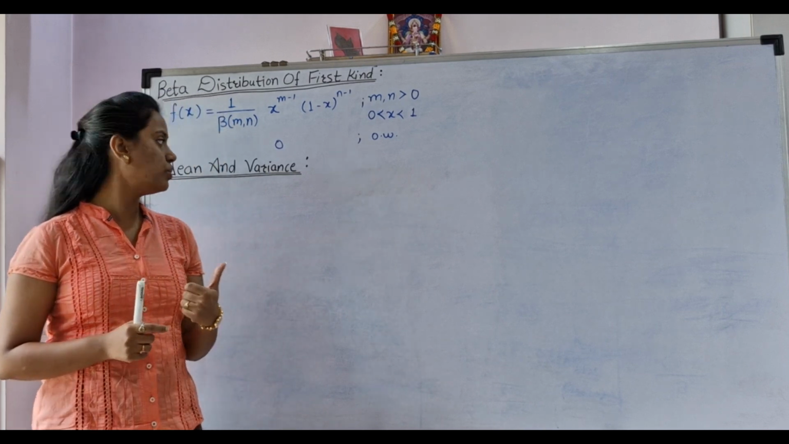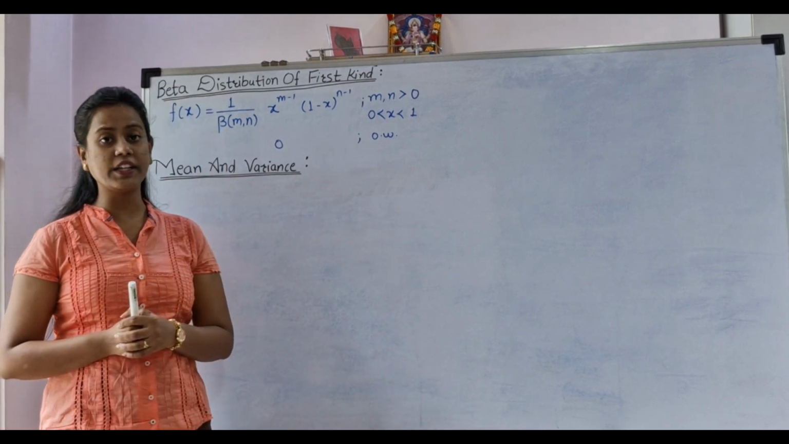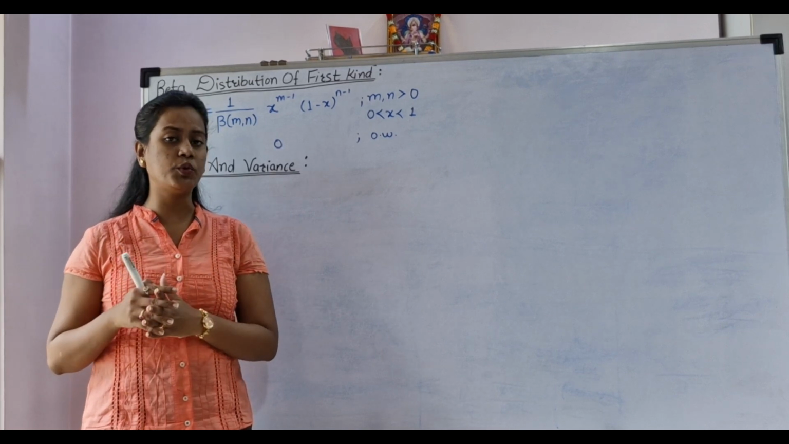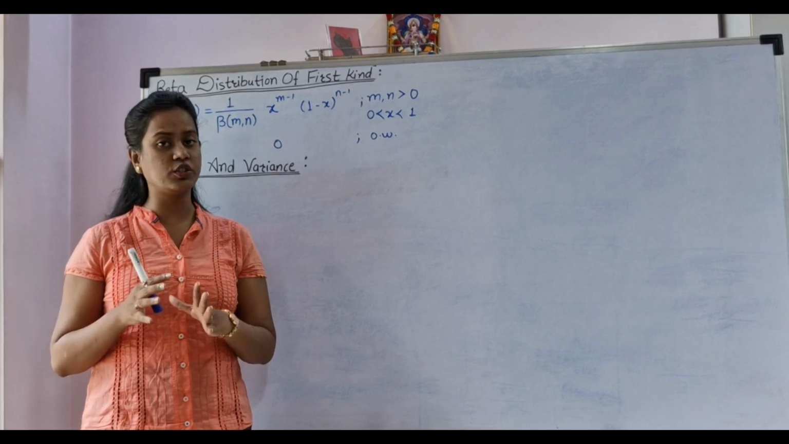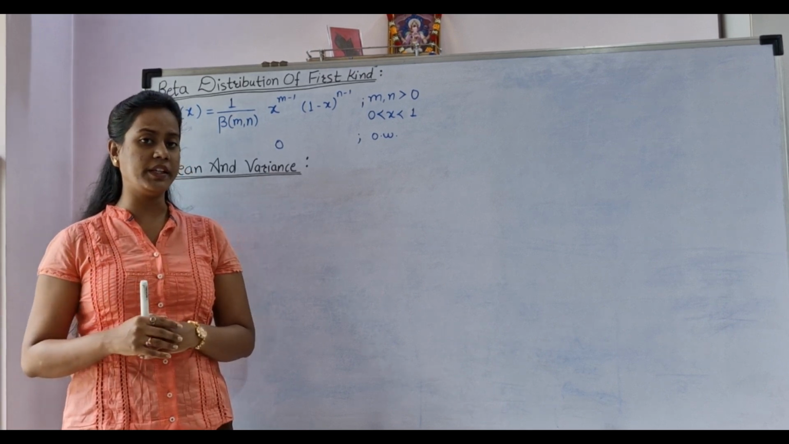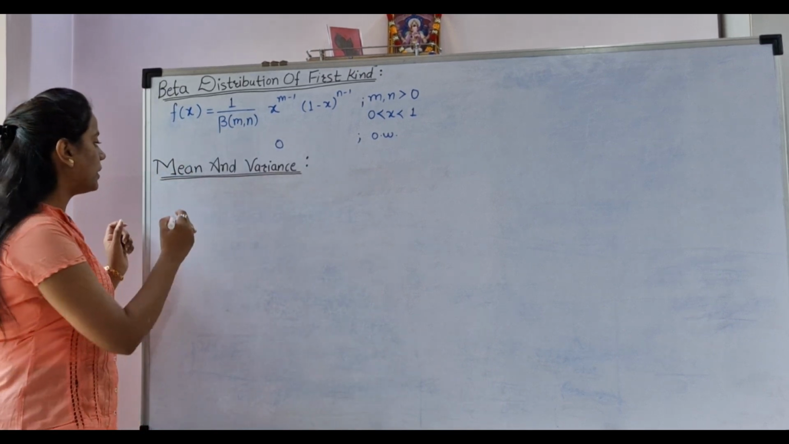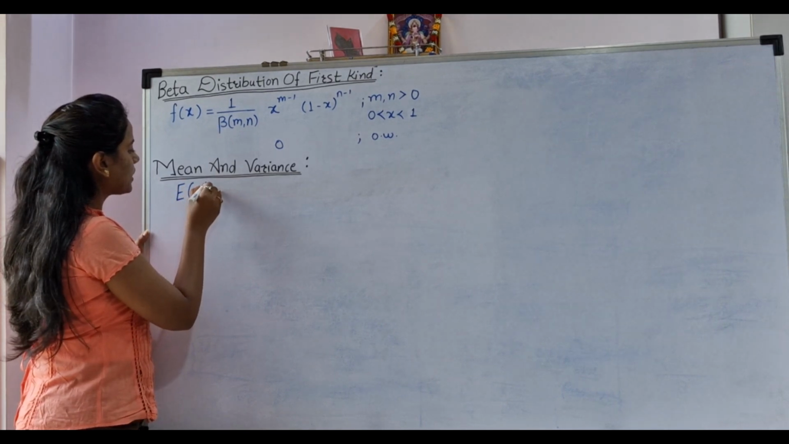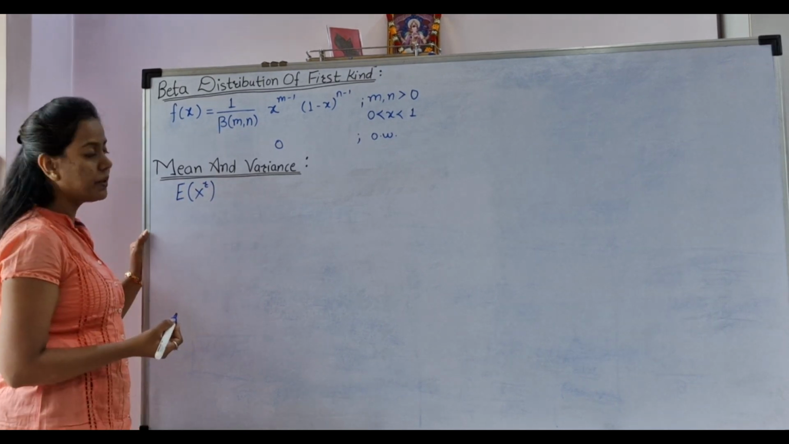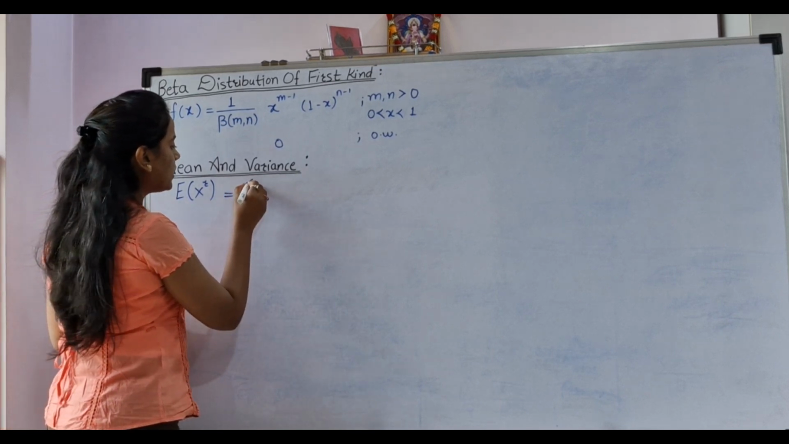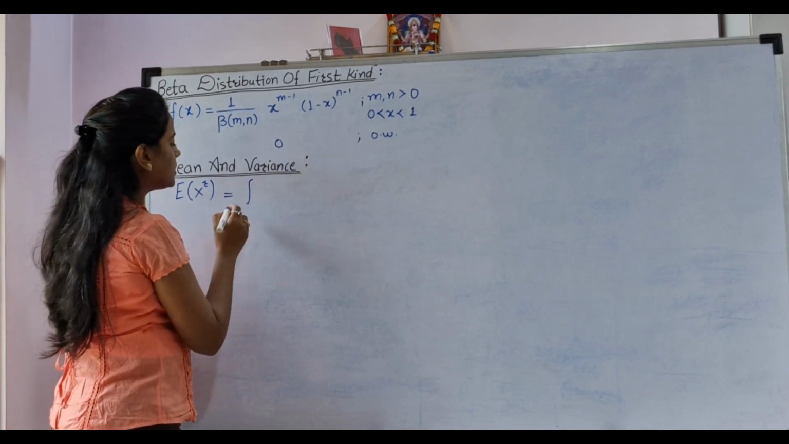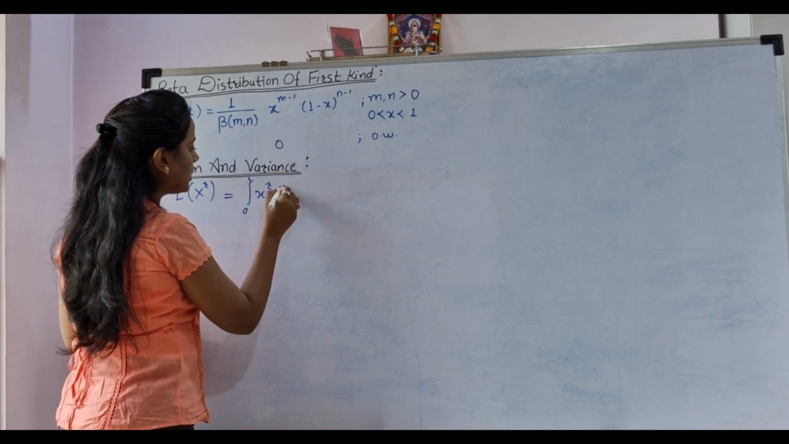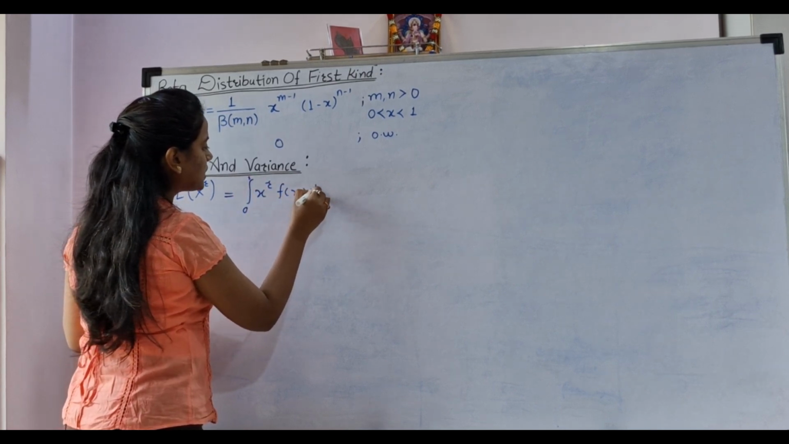So what we can do, first of all, we can calculate its rth moment, and then we will put the values 1, 2 and so on to calculate the mean and variance. Let's see how to do that. Okay, so here first of all we will calculate expectation of x to the power r. How can we define it? Integral, range is 0 to 1, x to the power r into f of x dx.